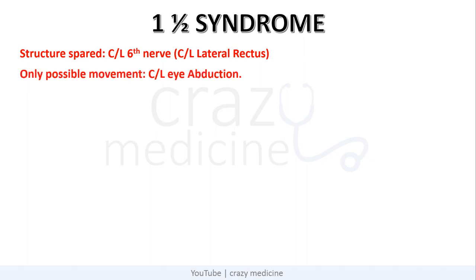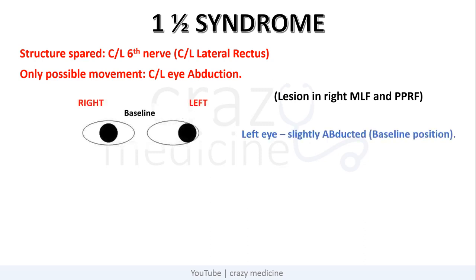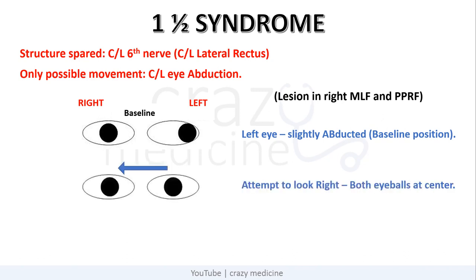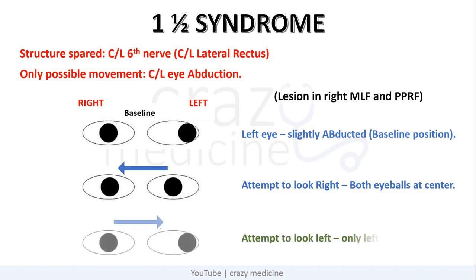So in our example, with lesion in right MLF and PPRF, the patient's left eye will be slightly abducted due to unopposed action of lateral rectus. When there is an attempt to look right, both eyeballs will appear in the center. And lastly, when there is an attempt to look left, only the left eye abducts, as only the left lateral rectus is functional.